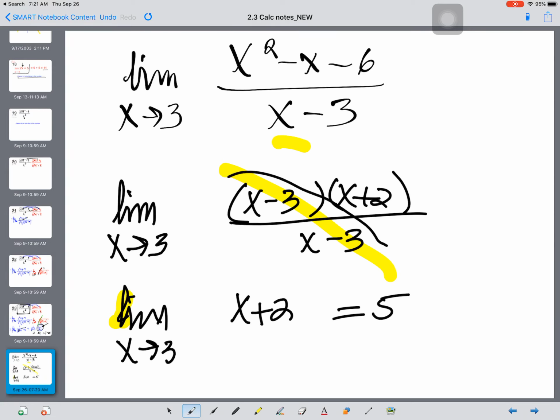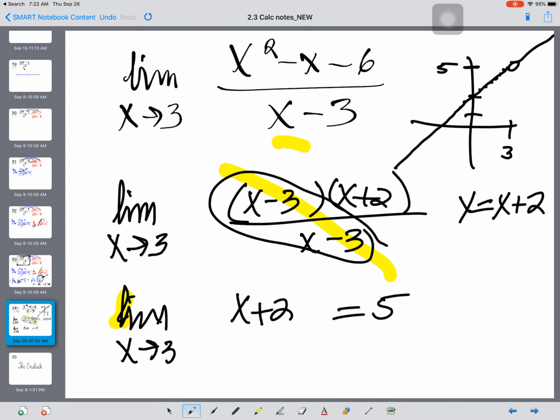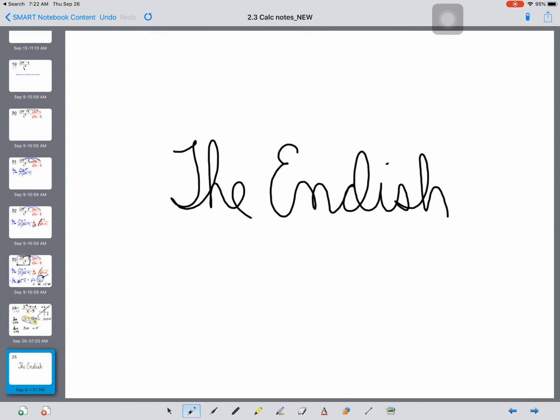What's happening here, of course, is there's a hole, and when you cancel those guys out you have the line y equals x plus 2, with a y-intercept of 2, and it's going to go like this. But when it gets to 3, there's going to be a hole, and then it's going to continue on. So the limit exists even though the function's undefined at that place, because as I get closer and closer to 3, the y value is getting closer and closer to 5. I hope that helps, and let's work on a few of these and see how it goes for you.